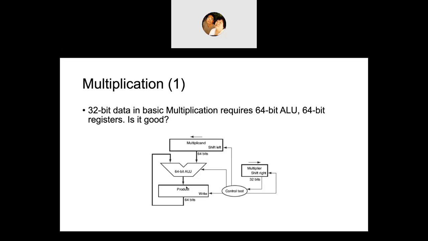Is this as simple as what we think? This one is not quite good, right? Because we are using 32-bit data, but we need a 64-bit ALU. And we also need 64-bit registers to hold the multiplicand and store the result. This is not quite good.